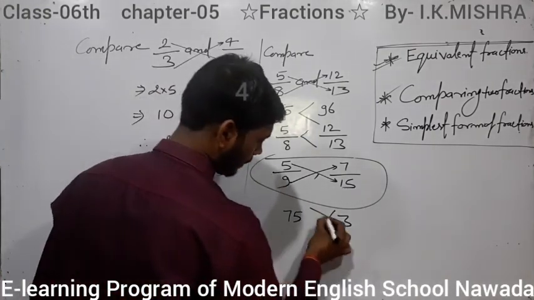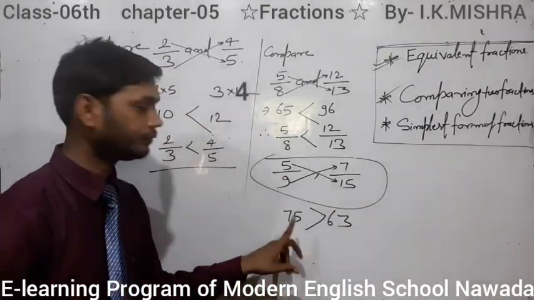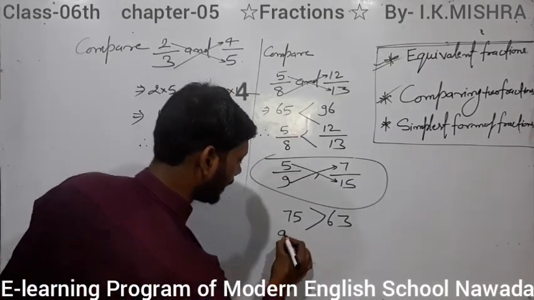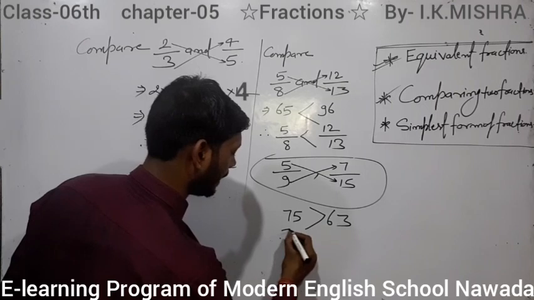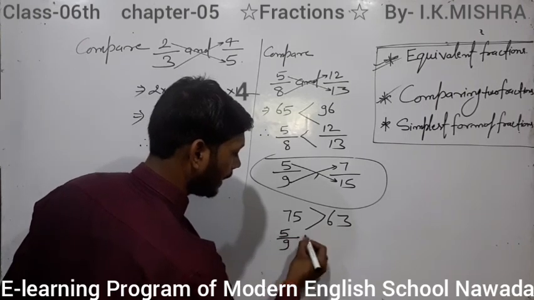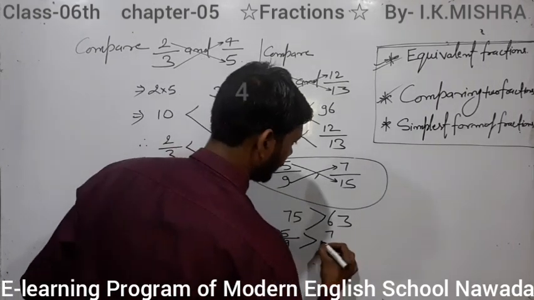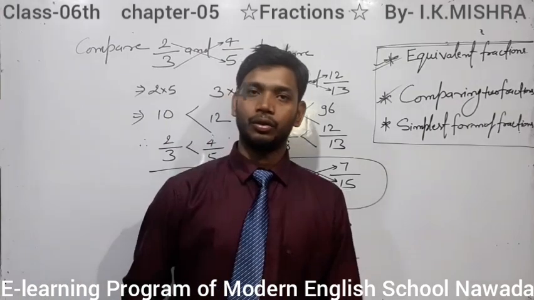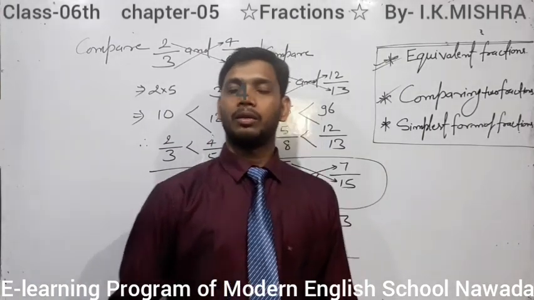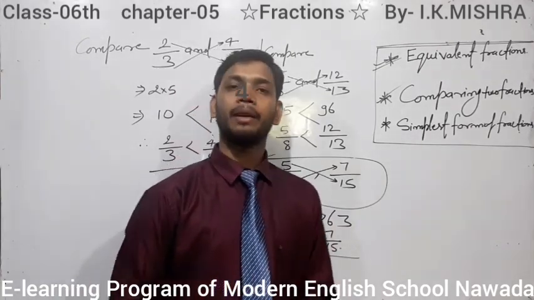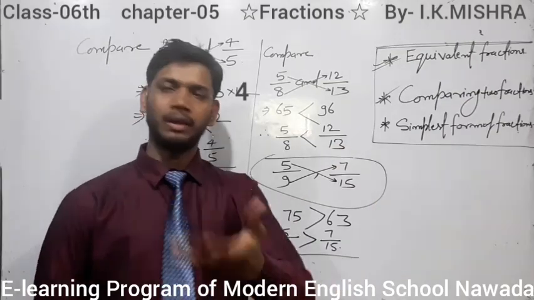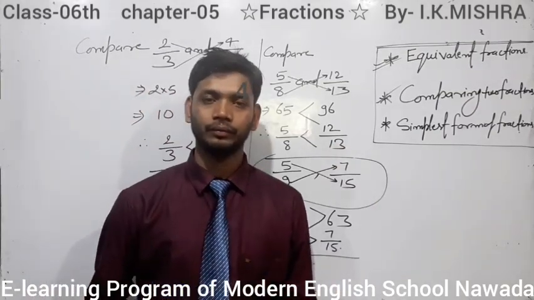Here students, 75 is greater. Observe, 75 is greater. That means 5 upon 9, 5 by 9 is greater than 7 by 15. I think students, you can solve and you may easily compare two fractions that will be given in your exercise.